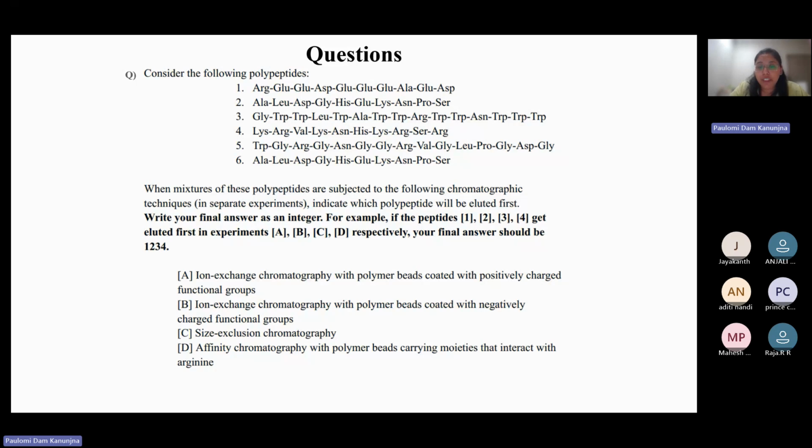And the last one is affinity chromatography with polymers carrying moieties that bind with arginine. So if your polypeptide has arginine, the polymer binds to it. Now, if that is happening, which one elutes faster? So give me the order of the polypeptides which will come out in these respective experiments. Take your time and think.